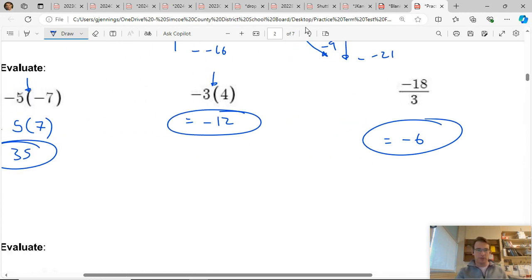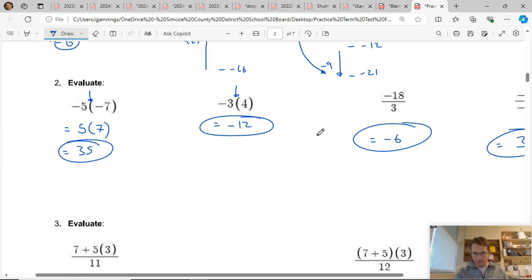Now, the trick with these negatives and positives and all this stuff is you can just count them. If the number of negatives is even, then you will have a positive answer. If the number of negatives is odd, then you will have a negative answer. It doesn't matter the value of the number. This is an odd number, this is an odd number, that's not the issue. I have 1, 2 negatives, that's even.